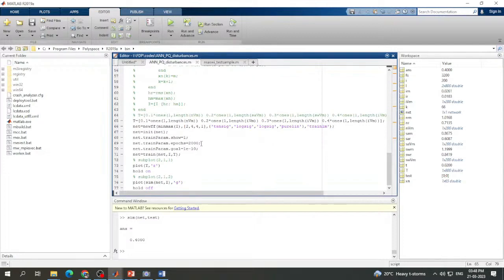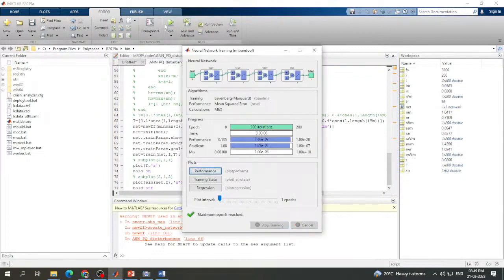Suppose I am going to change this model from 2000 to 200 epochs, and I am going to increase my error level somewhat, more like 10 power minus 20. That is a negligible amount. Now let's check the training ratio. 200 is reached, but the error level is only up to 10 power minus 7.